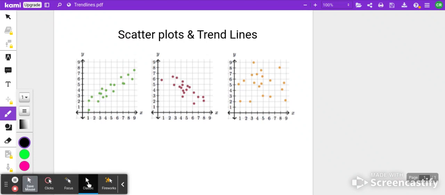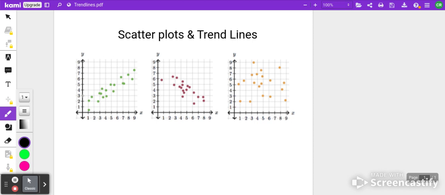This video is over scatter plots and trend lines. Scatter plots are a lot like linear graphs. Linear, of course, means you have a straight line on a graph, but scatter plots don't have lines. They just have points all over the place. But a lot of times you can see if they're linear or not linear.